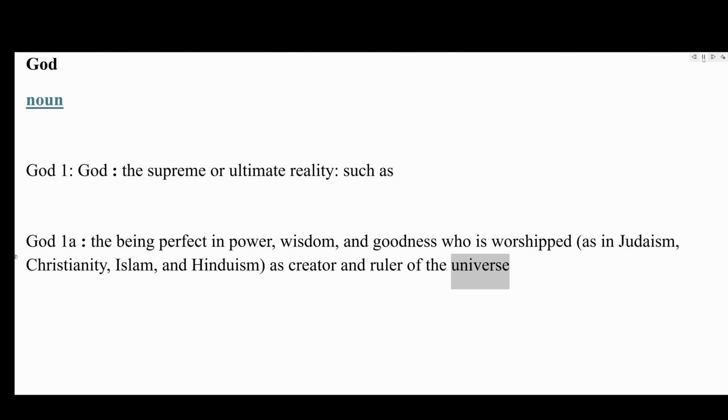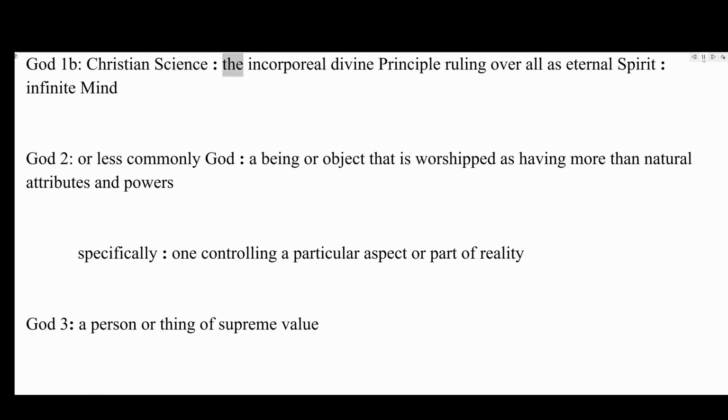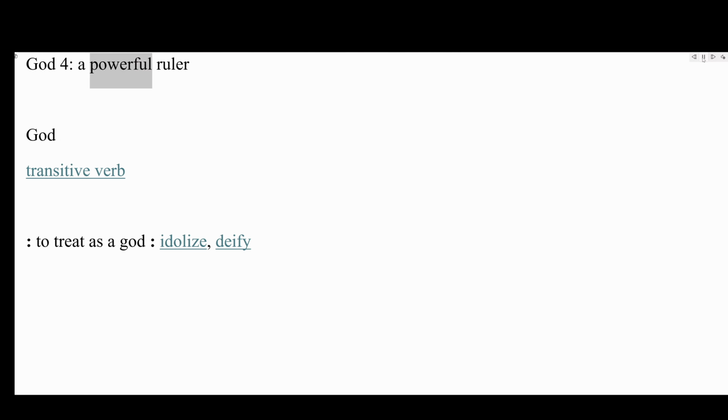God 1b, Christian Science, the incorporeal divine principle ruling over all as eternal spirit, infinite mind. God 2, or less commonly God, a being or object that is worshipped as having more than natural attributes and powers. Specifically, one controlling a particular aspect or part of reality. God 3, a person or thing of supreme value. God 4, a powerful ruler. God. Transitive verb. To treat as a god, idolize, deify.